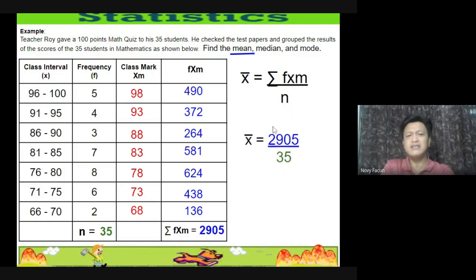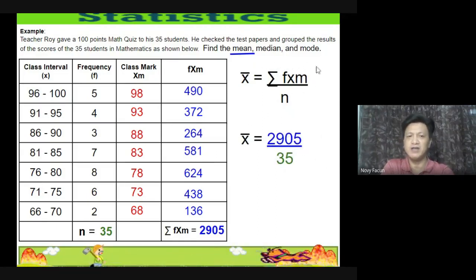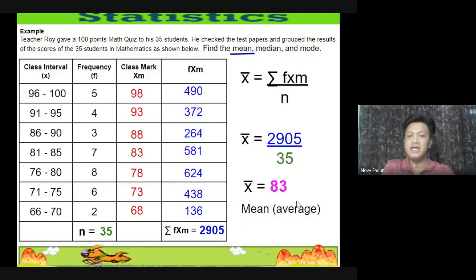So with that, we substitute the 2,905 as the numerator. We divide by n. What is our n? That is the total frequency, which is 35. Dividing, we get 83. This is called the mean, or the average of the scores of the students. So that is how to compute it. Now let's check where our average falls in the class interval. It is in the interval 81 to 85.